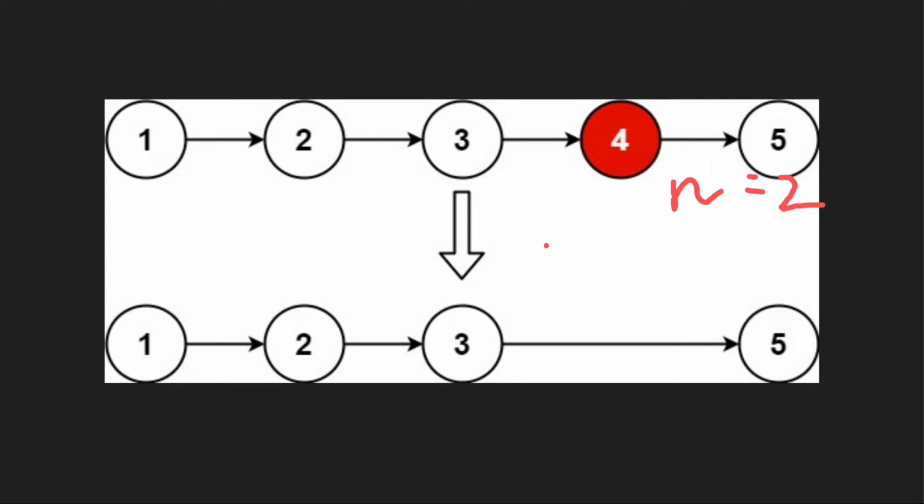Basically, if we were to solve it by using two passes, we can count in the first pass. We just need to count how many nodes there are.